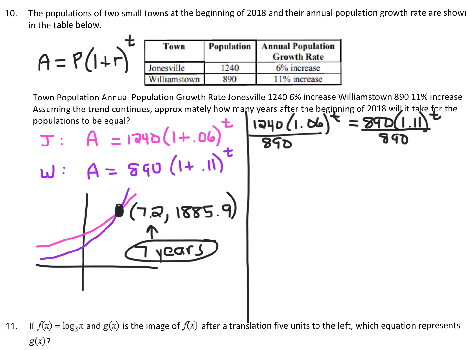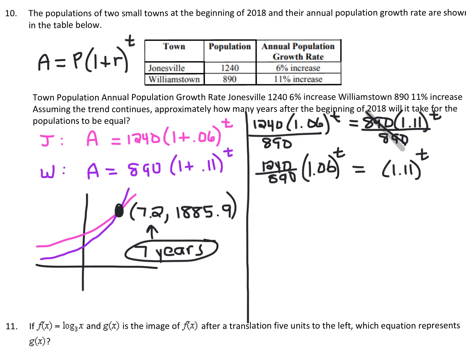Okay, so basically, this would leave me with, I'm not even going to simplify these, I'm going to leave this fraction as is. That would leave me with 1,240 over 890, and I'm purposely going to take the 1.06^t and pull it to the outside of that fraction. Okay, so all I did was I kind of just grouped this fraction together in front of the 1.06^t. And then on the right-hand side, the 890s would cancel, leaving me with 1.11 to the t power.